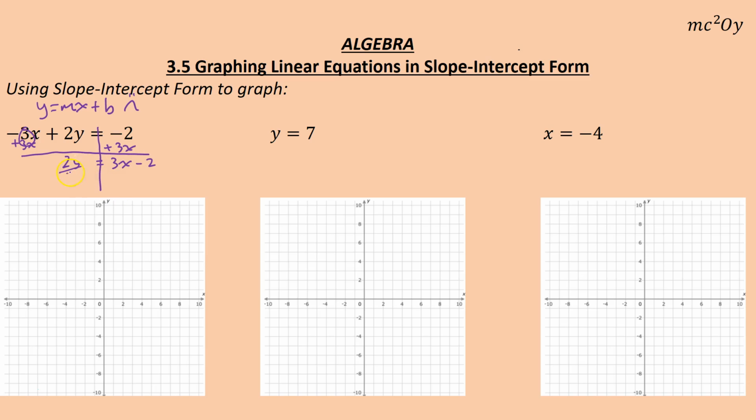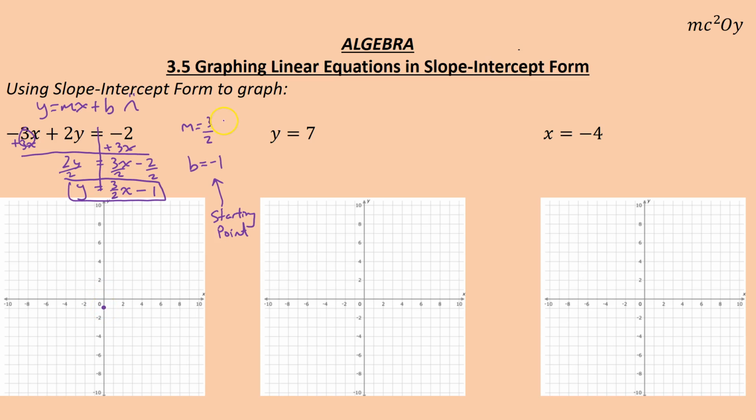Then I'm going to divide by the 2, and I'm dividing everything by 2, so I'm just left with y. So y equals 3 halves x, and 2 divided by 2 is 1, so minus 1 there. Okay, so that means m is 3 halves, and b is negative 1. I'm just going to write those down, and b tells me my starting point. So I'm going to start at negative 1.